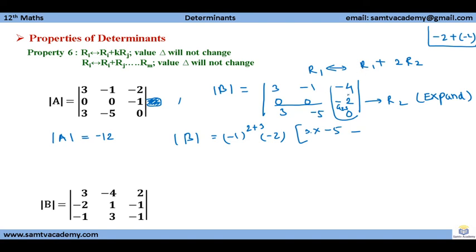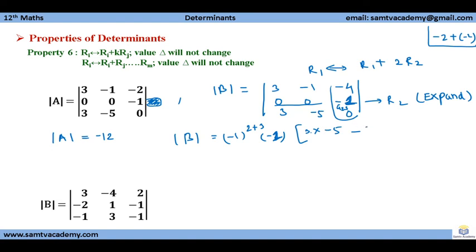So here it will be minus 1 only, because we are doing the operation only in r1. So r1 plus 2r2, so this is minus 1 it will come. Okay, sorry for the mistake, minus 1 will come now.